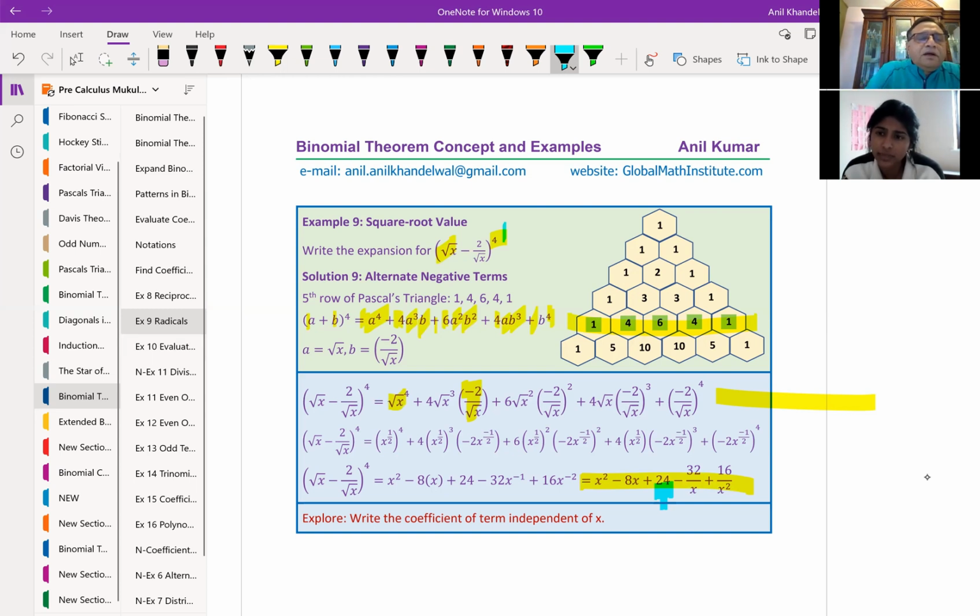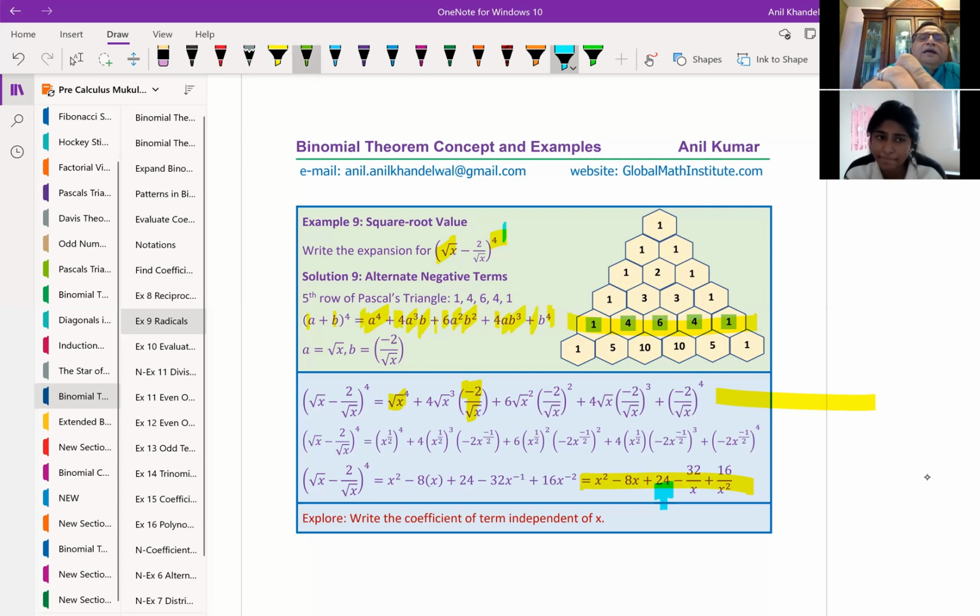Okay. Wait, so are you saying only if the power is even, you get a term that's independent of x if it's in this form? Yes, yes, that is what I'm trying to say. Oh, okay. Otherwise, it would not. But just a quick thing, can you find the coefficient of that term that's independent of x without doing this whole process? Like what happened if it was to the power of like 15? Yes, we can. You're not going to write out everything.